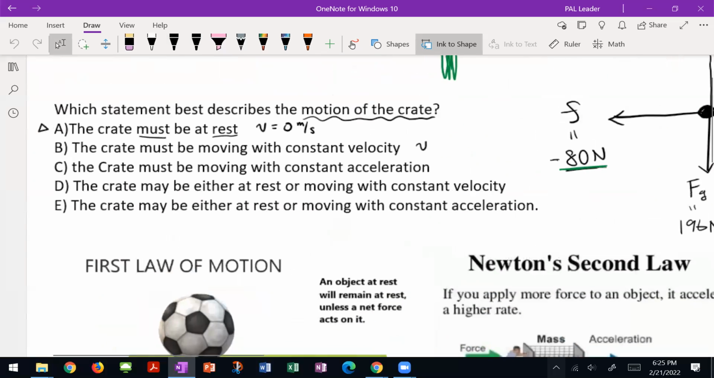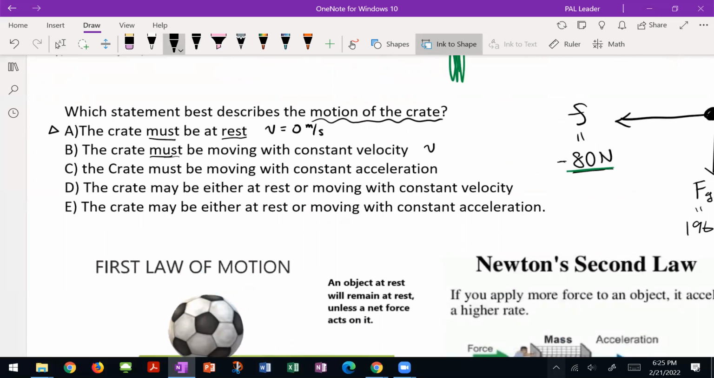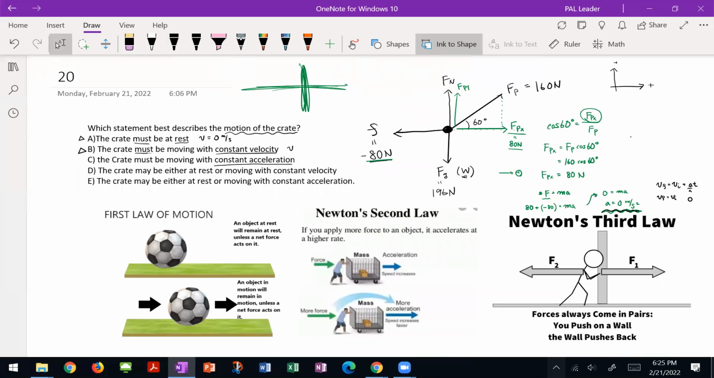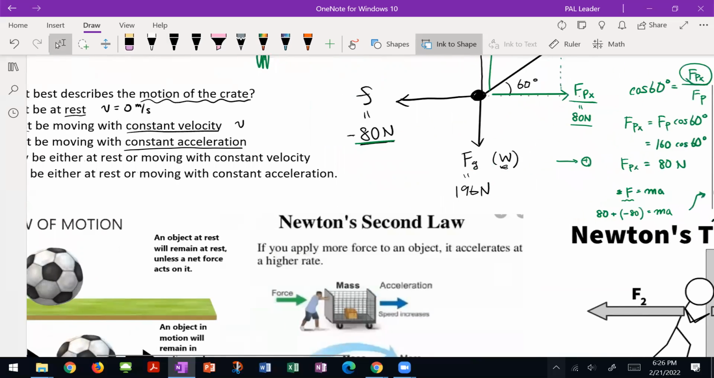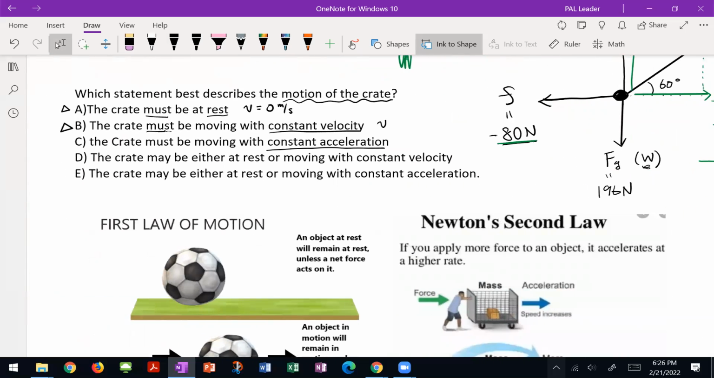Let me go back to B. The crate must be moving with constant velocity. Honestly, I don't know. I'm going to put a triangle next to that too. C, the crate must be moving with constant acceleration. Finally, I hope by now we have established that acceleration is 0. We have no acceleration. Could 0 be considered a constant acceleration? Okay, I don't want to go there, but I do think that C is incorrect because we don't even have an acceleration.